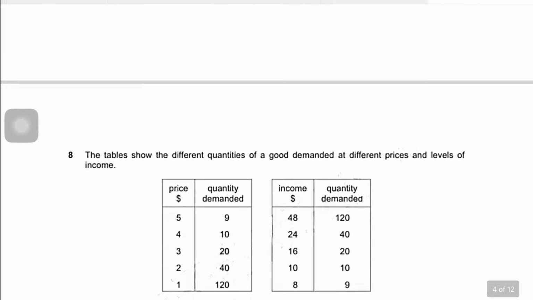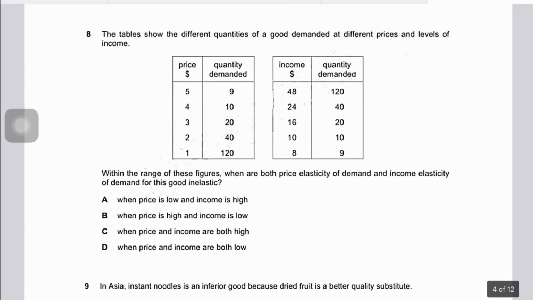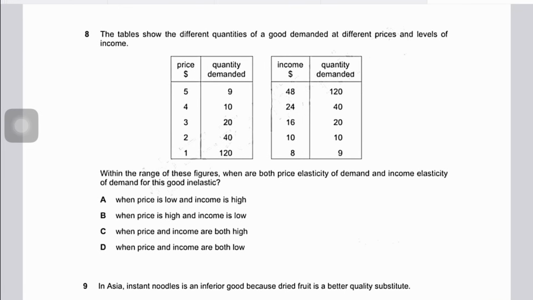The next question number 8 says the table shows different quantities of goods demanded at different prices. And so you have prices given and quantity demanded given against different prices. And then similarly, you have quantity demanded given against different changes in income. And within the range of these figures, when both PED and YED for this good are inelastic. So basically they're asking within what ranges of these figures would YED and PED both be inelastic.